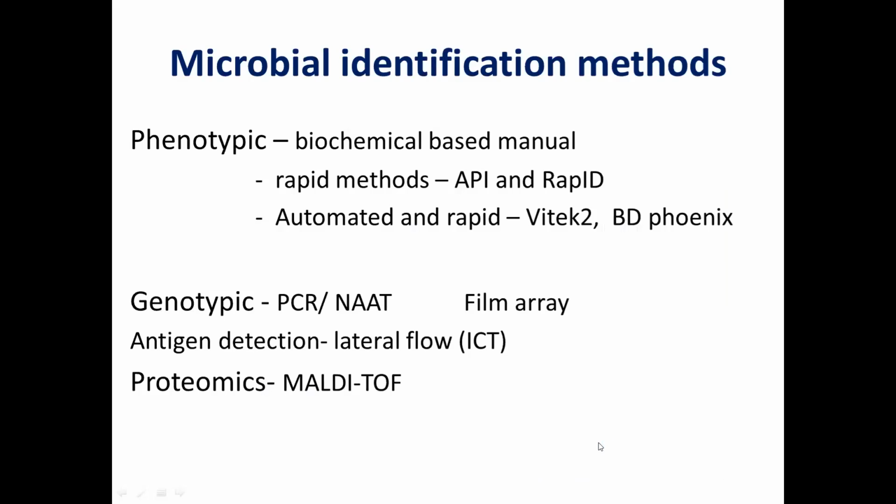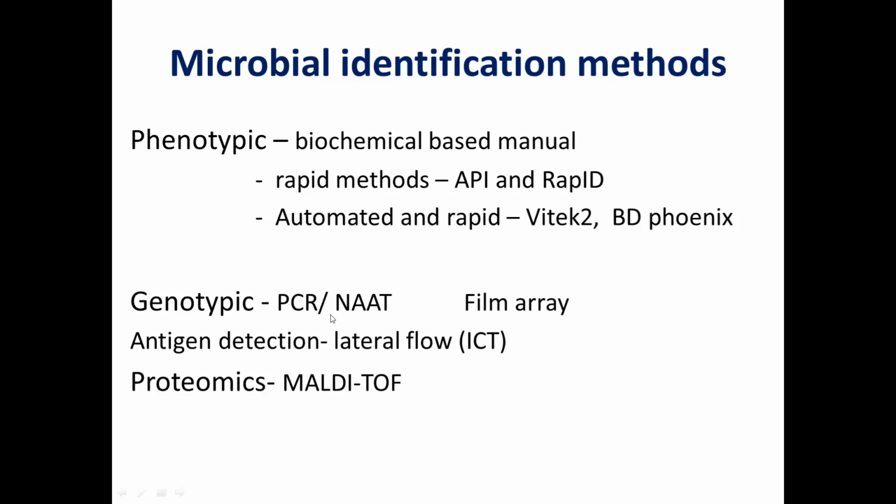So a bit on microbial identification methods. We said they can be classified as phenotypic, genotypic, antigen detection, and proteomics. Phenotypic includes rapid methods such as the Analytical Profile Index, API, and RAPID, and automated platforms like Vitek 2 and BD Phoenix. Once we put the culture from the plate into that particular cassette and load it into the machine, within 4 hours we can get the identity as well as the antibiotic susceptibility. But RAPID and those systems are semi-automated; you're just doing the biochemical tests in the same plate, but we have to read them ourselves.